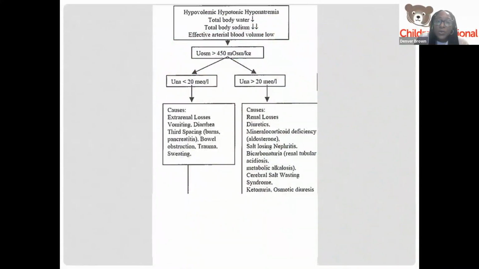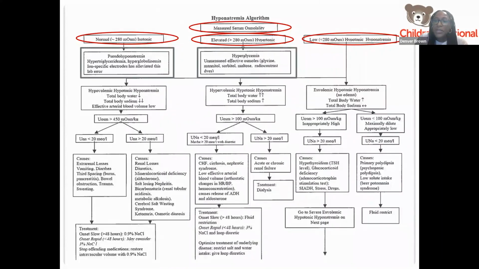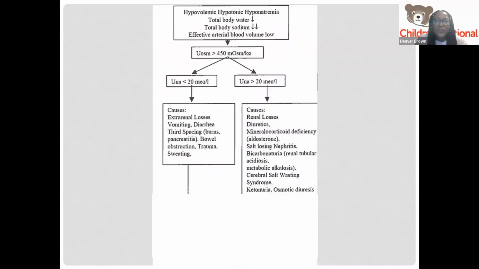Okay. So in your hypotonic hyponatremia, the next thing you're going to want to look at after you've calculated your plasma osmolality and said, okay, this is true hypotonic, then it's a matter of looking at their volume state. So in hypovolemic hypotonic hyponatremia, you have both low total body water and low total body sodium. And in these cases, your effective circulating volume is low. So these are like your dehydrated patients.